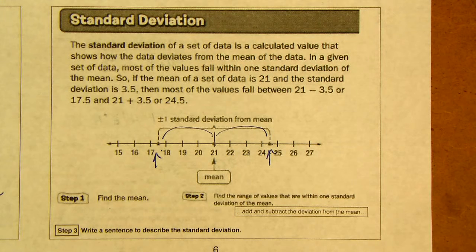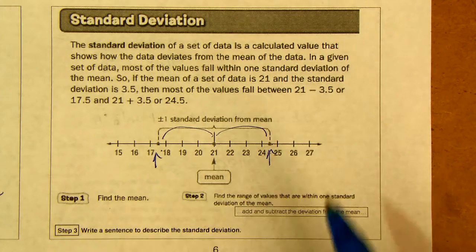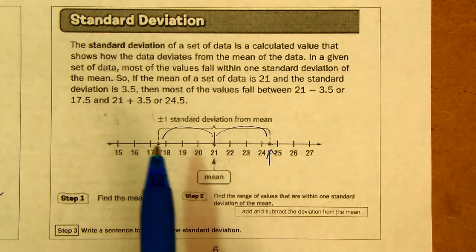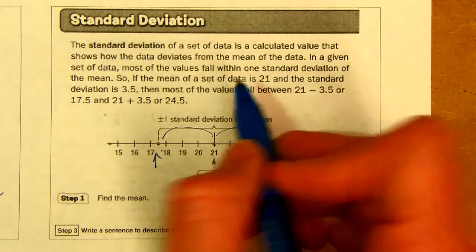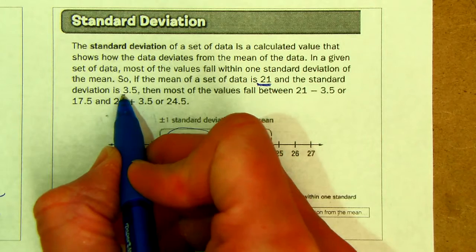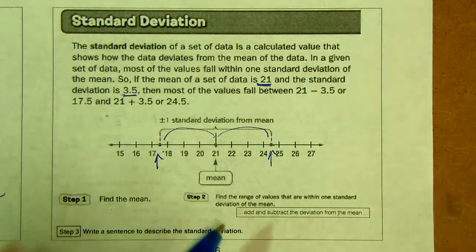It's a number that you get by calculating with really complex things. We don't calculate it. They will give it to us. So just like this here, if you know the mean of the data is 21 and the standard deviation is 3.5, you're going to take 21 and subtract 3.5, which is why they got 17.5, and then 21 and add 3.5.